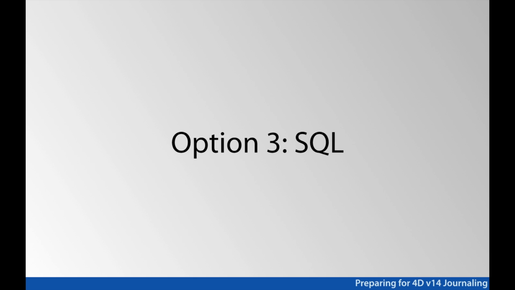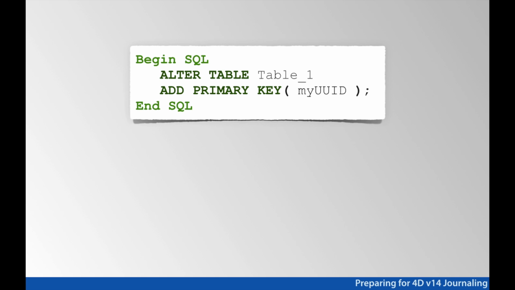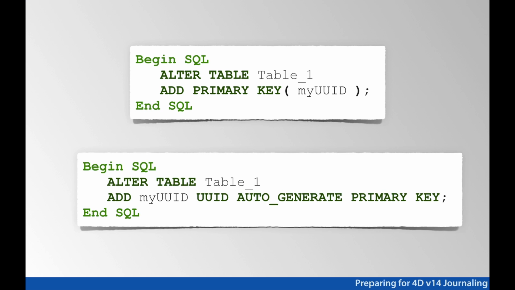The data definition language in 4D allows you to either set an existing field to be a primary key. That's the first example here. So alter table, add primary key, and you pass in the name of the field. Or you can alter table and create a brand new field and set that brand new field to be a primary key. So the third option is to do it with SQL and thus do it programmatically.